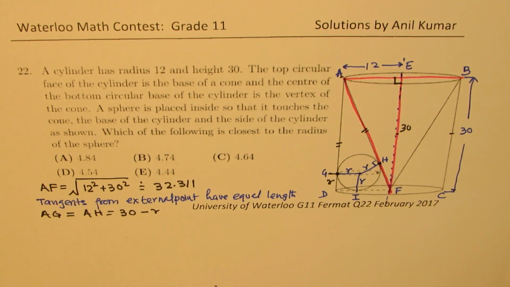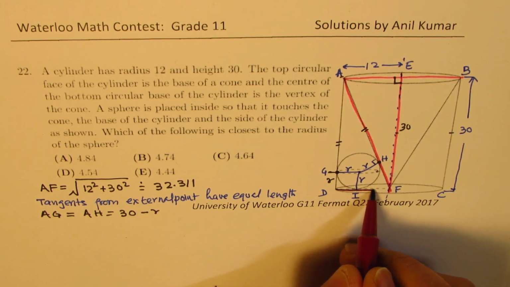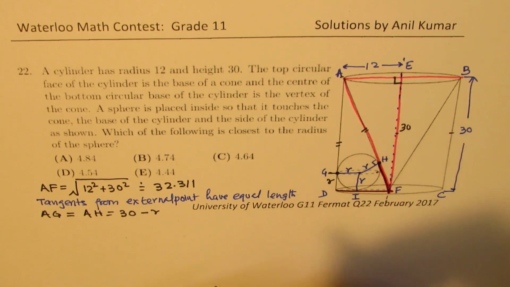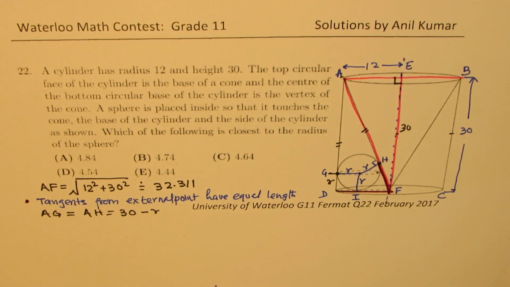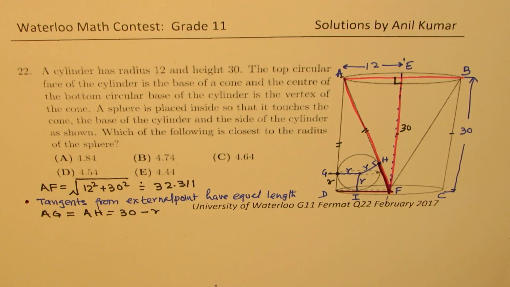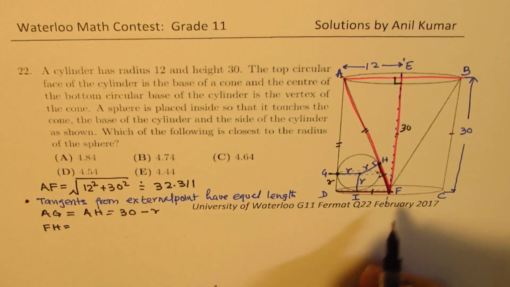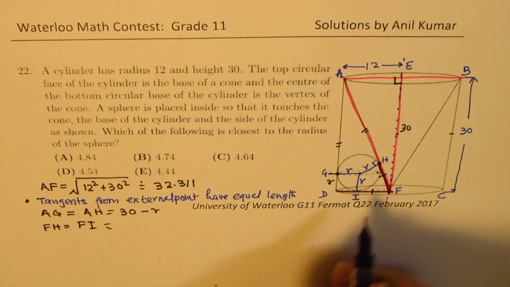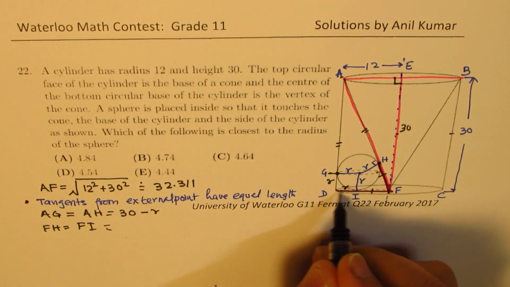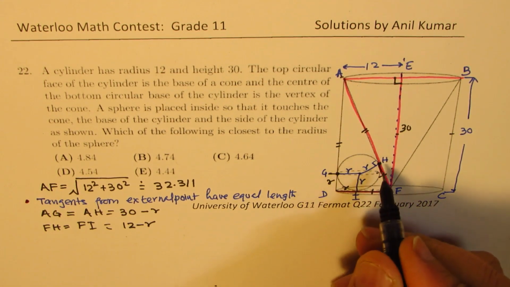Now how can you find that? Okay. Now look from this side. That is your external point, and we have a tangent here. And this is also a tangent. Correct? So using this theorem, which is a very important theorem, many contests will use this theorem in some way or the other. So from here, we can say that F to H is equal to F to I. And this portion is R, correct? And the whole thing is 12 radius, correct? So it is 12 minus R. So we get this, F to H.